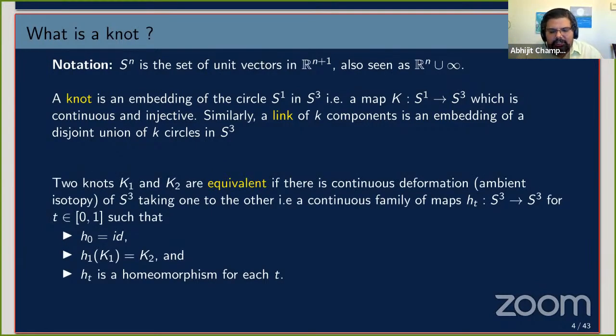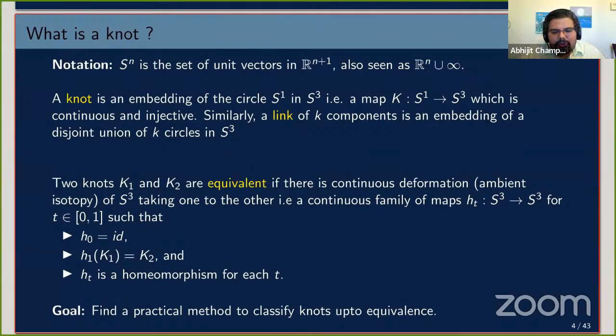So the first thing we want to understand is some kind of equivalence, because if you just look at injective maps of the circle into the three-sphere, there will be many, many maps. This equivalence is given by what is called an ambient isotopy, which means that we can move S^3 continuously so that it takes one knot K1 to the other knot K2. So a continuous family H_t, t in the closed interval [0,1], such that it starts at the identity, H_1 takes K1 to K2, and at every level t, it is a homeomorphism.